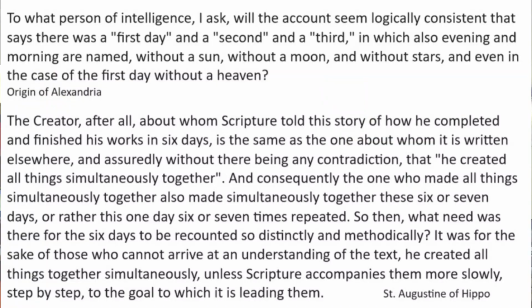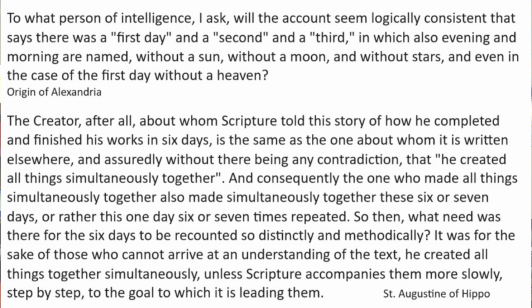So another person, St. Augustine, who's obviously pretty influential. What does he say? He says, the Creator, after all, about whom Scripture told this story of how he completed and finished his works in 6 days, is the same as the one about whom it is written elsewhere, and assuredly without there being any contradiction, that, quote, he created all things simultaneously together, from the book of Sirach. And consequently, the one who made all things simultaneously together also made simultaneously together these 6 or 7 days, or rather this one day 6 or 7 times repeated.